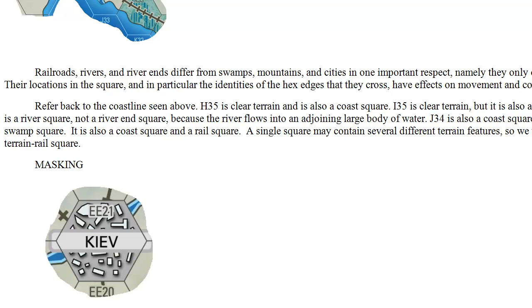So it is significant that Kiev is a river square. However, besides that, you see the railroads coming in? All of the railroads connect in the middle, so Kiev functions as a railroad square, and a unit coming along from EE20 can move into Kiev using rail movement and just continue on its merry way, still using rail movement, and it's not delayed as a result.